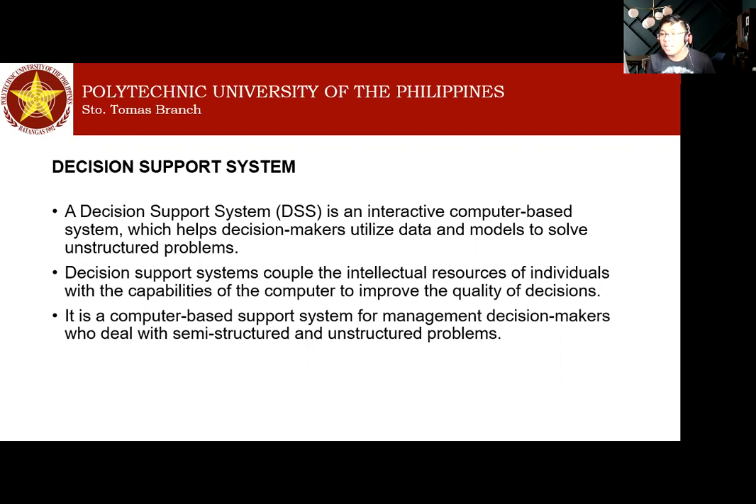So ito yung mga problems na hindi natin masyado inaasahan or talagang hindi natin inaasahang problems. So with the use of information from our DSS, yung mga reports na generate natin dito, we can provide quality decisions.